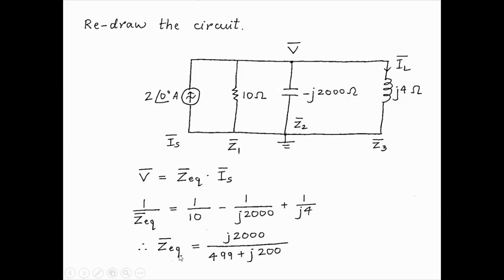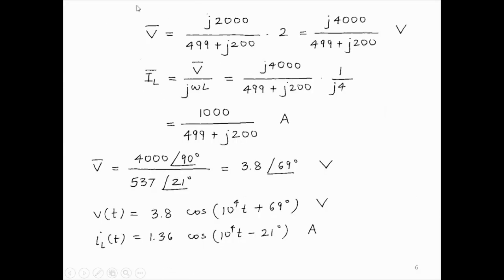So that is the equivalent impedance of all these three connected across the current source. Then the voltage will simply be this current multiplied by Z equivalent. So we get V equal to the Z equivalent into 2, the current source was 2. That gives us j4000 by all this.